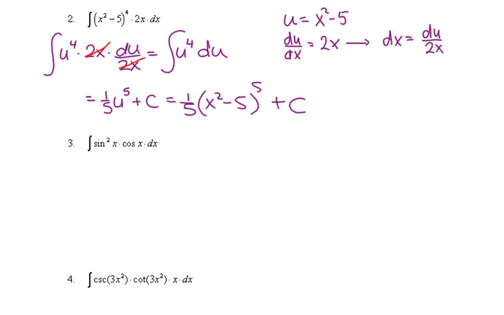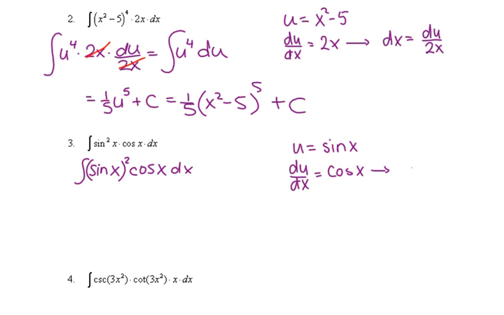Okay, so this guy, you could also write as sine x squared cos x. So what could I set as my u here? Sine x. Okay, so now we find du dx. What's the derivative of sine? Cos. Rearranging that for dx gives me du over cos.